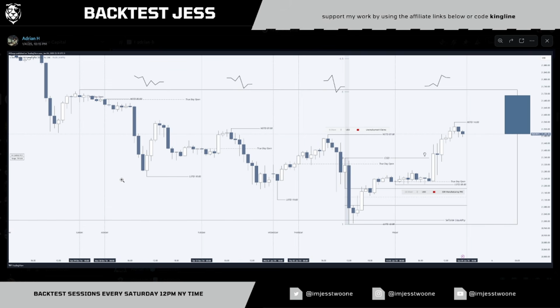Does 2 not need to reach back into the level line that confirmed the change in state of delivery in order to be a 2? No, it doesn't. SBS is completely separate from change in state of delivery. It's completely different from Adrian's model. SBS in itself is a model. What Adrian has done is applied confluence to it.